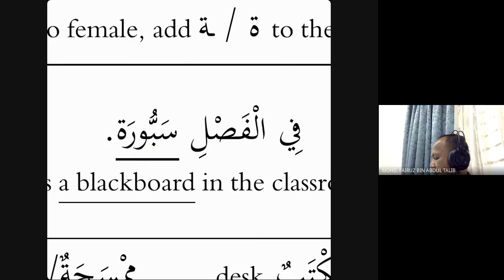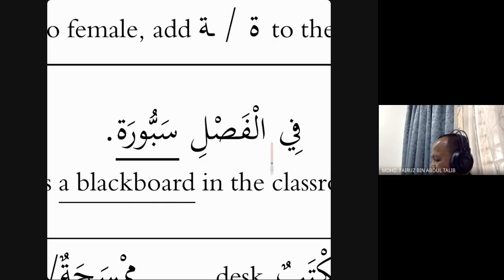Sabura. Fil fasli sabura. Sabura is a blackboard. So we say sabura. Fil fasli sabura. In the class, there is a blackboard. If you notice, when I translate, of course, we have to say "there is", but in Arabic, you don't need that word. You don't need the word "there is" in this sentence.